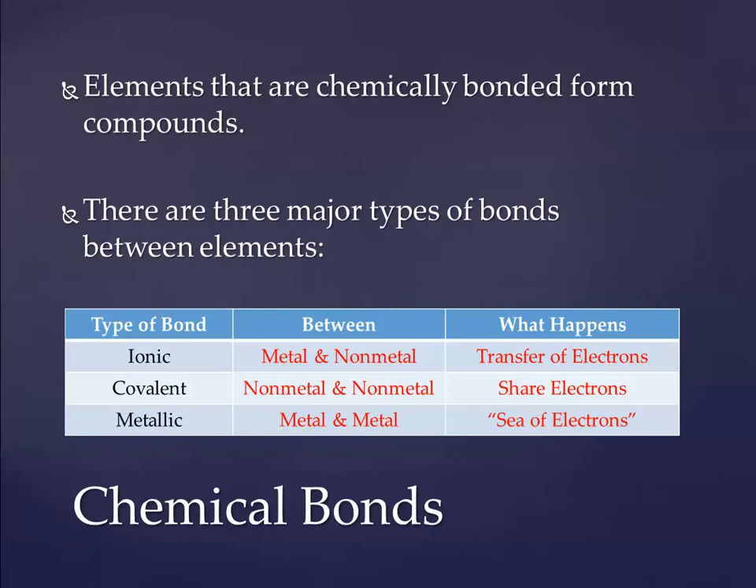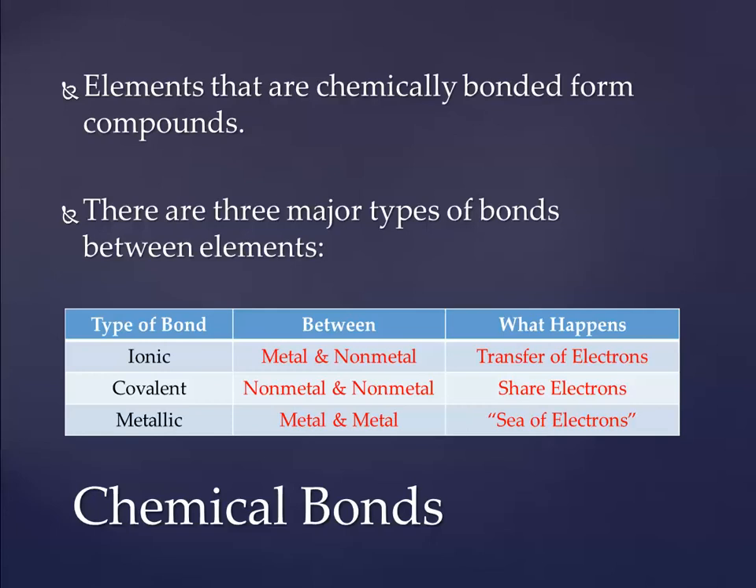Well, a chemical bond is an attraction between atoms that allows the formation of chemical substances that contain two or more atoms. This is going to be caused by an electrostatic force of attraction between opposite charges. More simply put, elements that are chemically bonded form compounds. So there are three major types of bonds that occur between different elements. We have ionic bonds, we have covalent bonds, and we have metallic bonds.